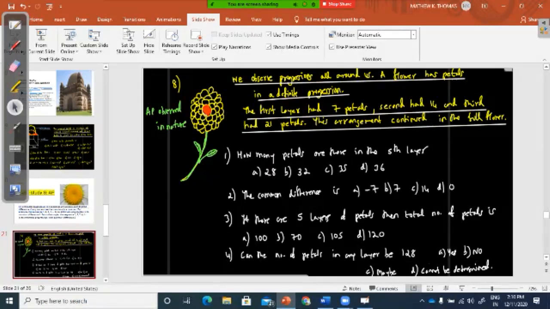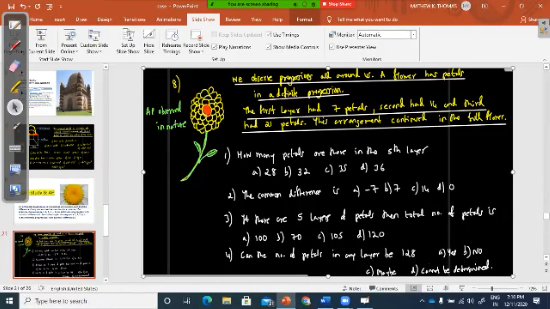Do you think it's an AP? Yes, so it's an AP. The question is very simple. How many petals are there in the 5th layer? If 7, 14, 21, it's 35, that's very simple. And what is going to be the common difference here? Minus 7, plus 7, 14, or 0? Positive 7. If you are considering the first layer as 7, next as 14, then the common difference is 7. It's increasing by 7, right?